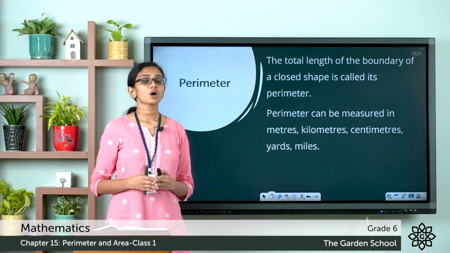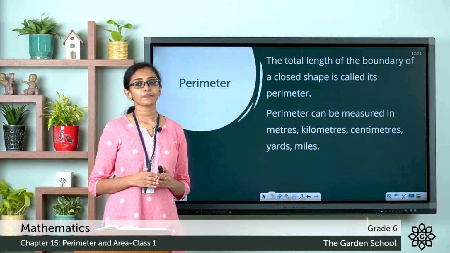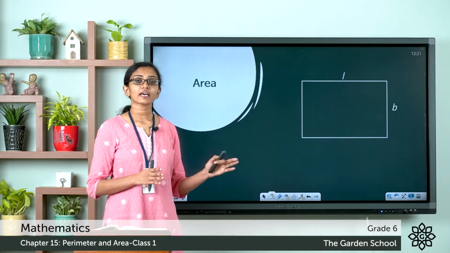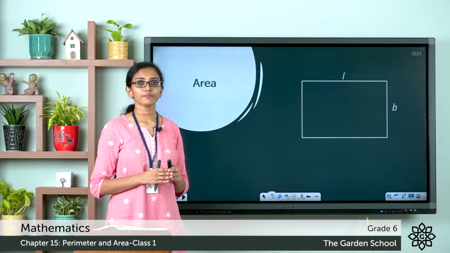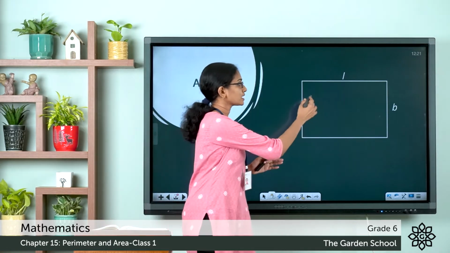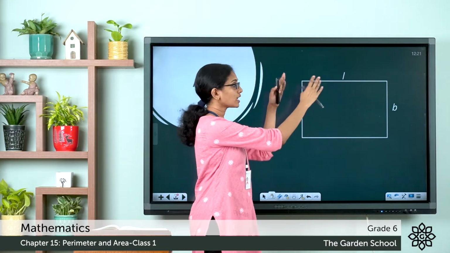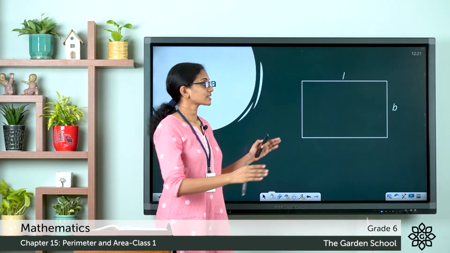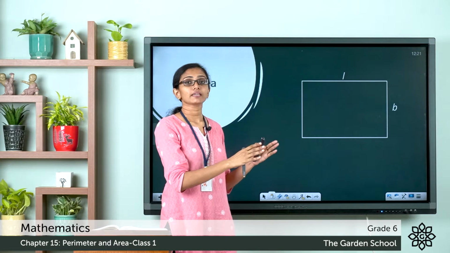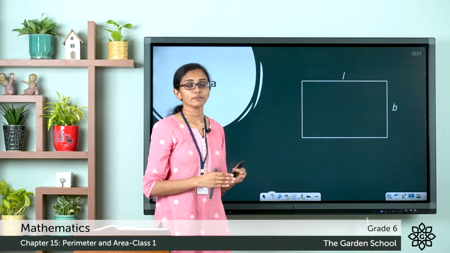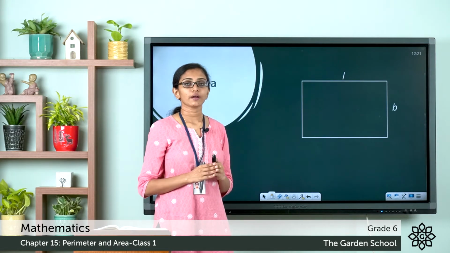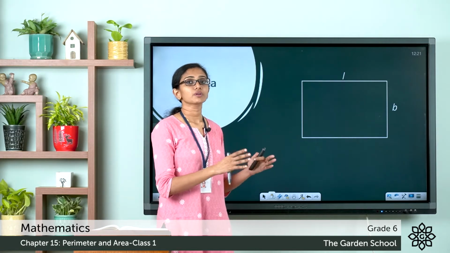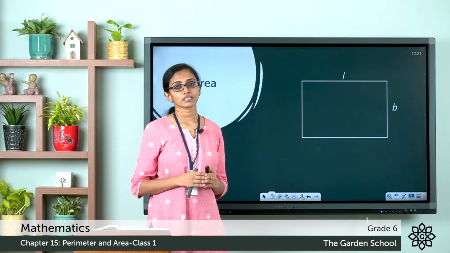Now what about the area of a closed shape or a figure? There is a rectangle shown here. It has the length L and breadth B. You can see there is a space enclosed within the outline or the boundary of this rectangle. So this space enclosed by the boundary of this flat shape is called its area. So area is the space enclosed by the boundary of a flat shape or a flat surface.